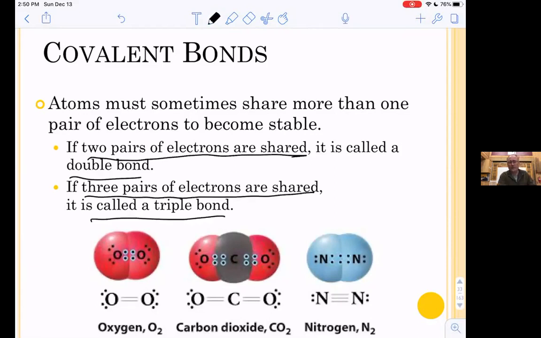And there's a couple of examples of them down below. Oxygen has a double bond between it. Carbon dioxide has 2 double bonds, and the nitrogen, of course, with a triple bond between each of the nitrogens. Let's just look at the oxygen molecule right here. I'm going to draw it over here to the side.